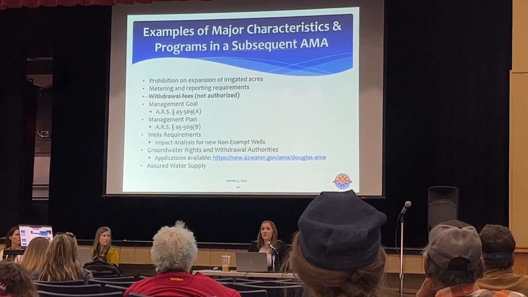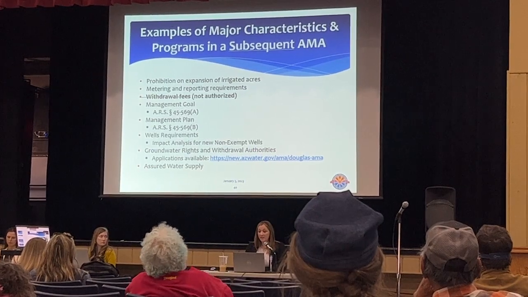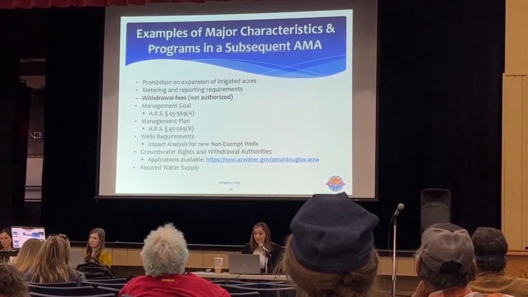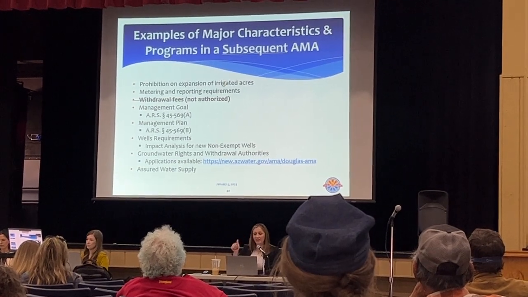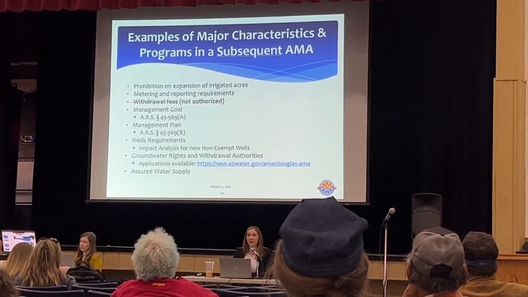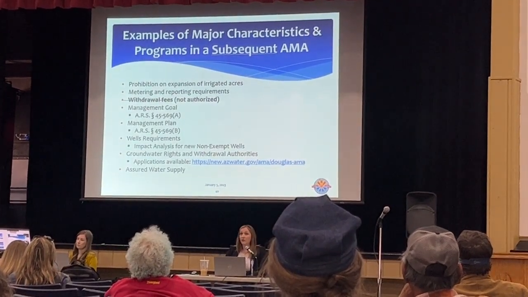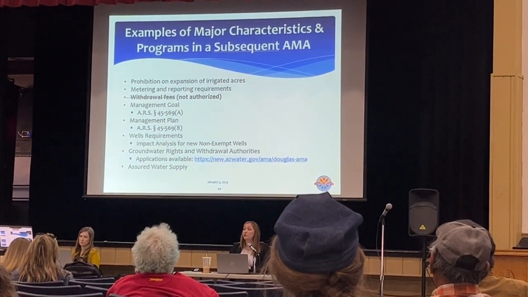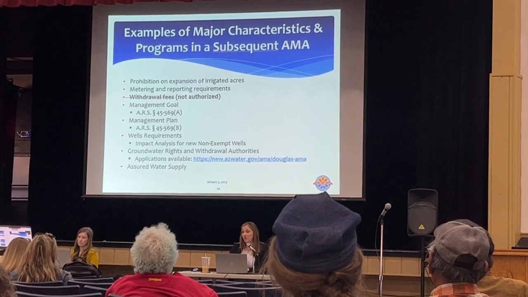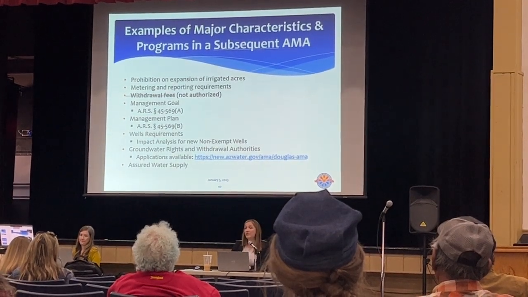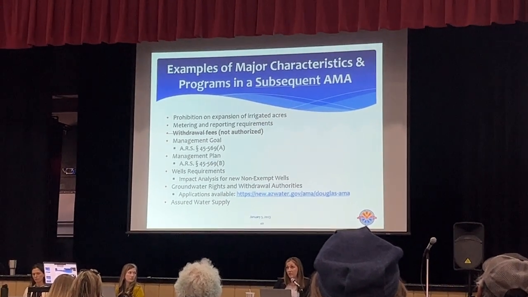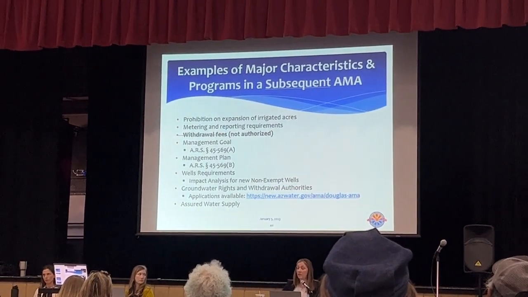In a subsequent AMA, so in the Douglas AMA, many of these things apply. There's a prohibition on the expansion of irrigated acres. Metering and reporting requirements exist. So if you do not already have a meter on your well, you will be required to install an approved meter on your well, and you will be required to submit annual reports to ADWR by March 31st of each year, starting next year.